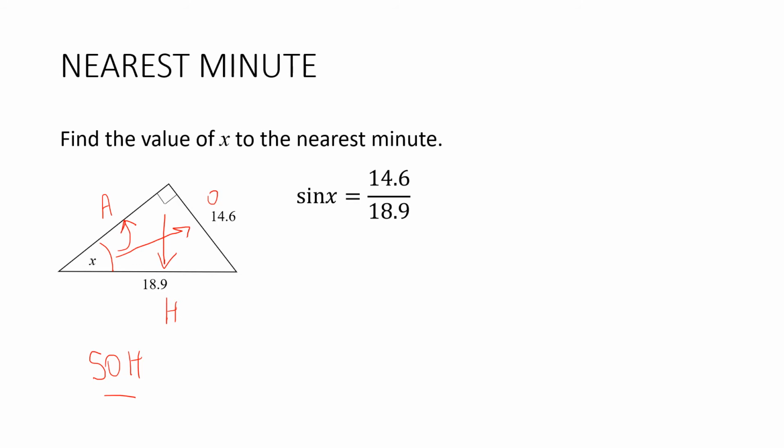Then we're going to take the sine over to the other side. So cross it out, it comes over as inverse sine. So x is equal to inverse sine of 14.6 divided by 18.9, and we put it into the calculator.